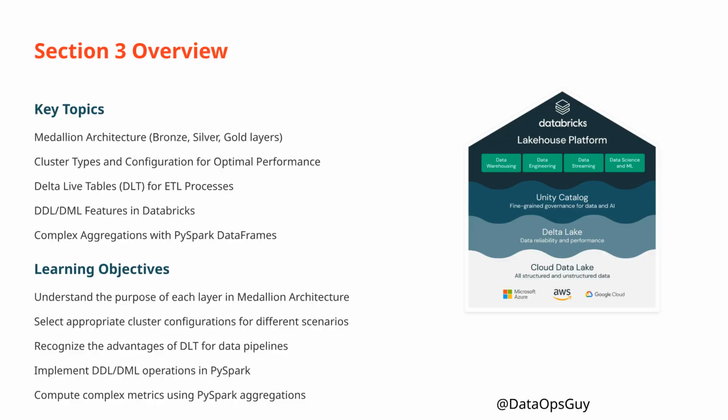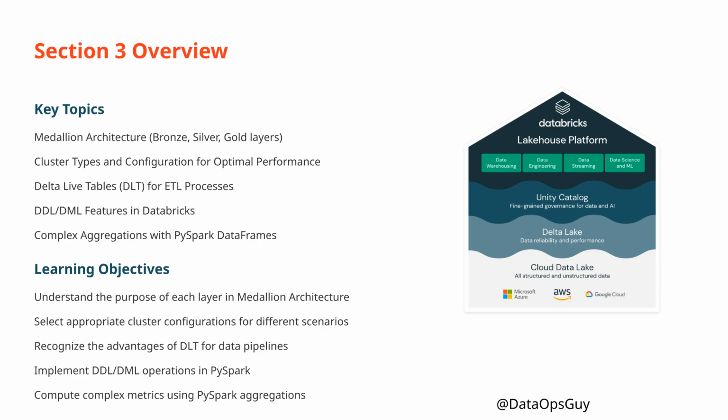Section 3 covers 5 key topics that are essential for any data engineer working with Databricks. First, we'll explore the Medallion architecture and its 3 layers: bronze, silver, and gold. Next, we'll discuss cluster types and configuration for optimal performance. We'll then examine Delta Live tables and their advantages for ETL processes. Following that, we'll cover DDL and DML features in Databricks. Finally, we'll learn about computing complex aggregations with PySpark DataFrames.